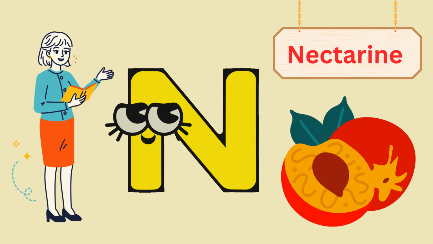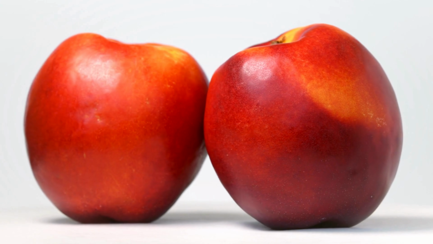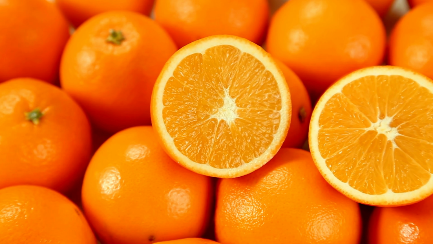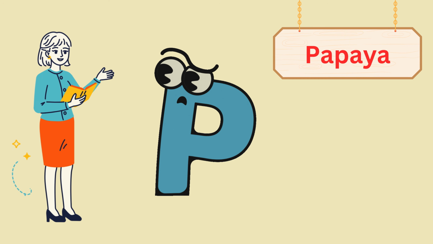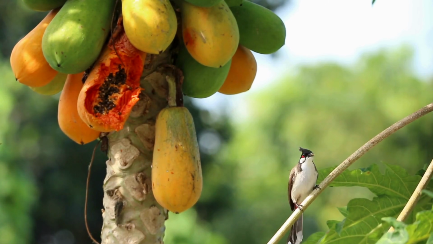N is for nectarine. Nectarine. N is for nectarine. O is for orange. Orange. O is for orange. P is for papaya. Papaya. P is for papaya.